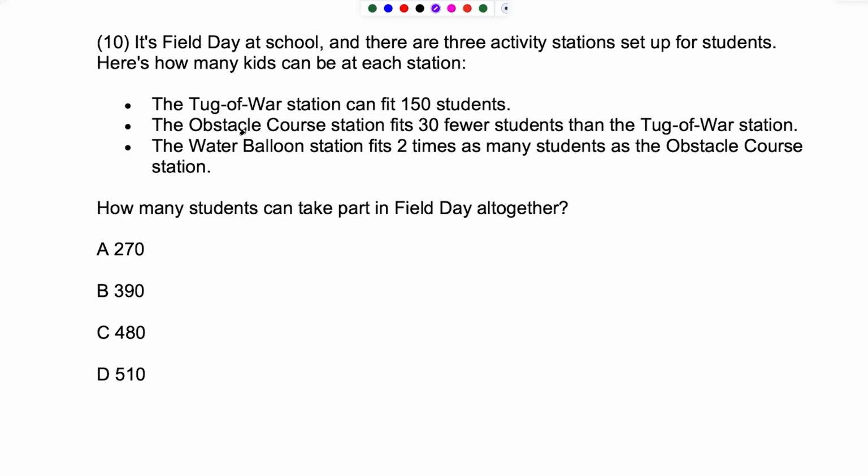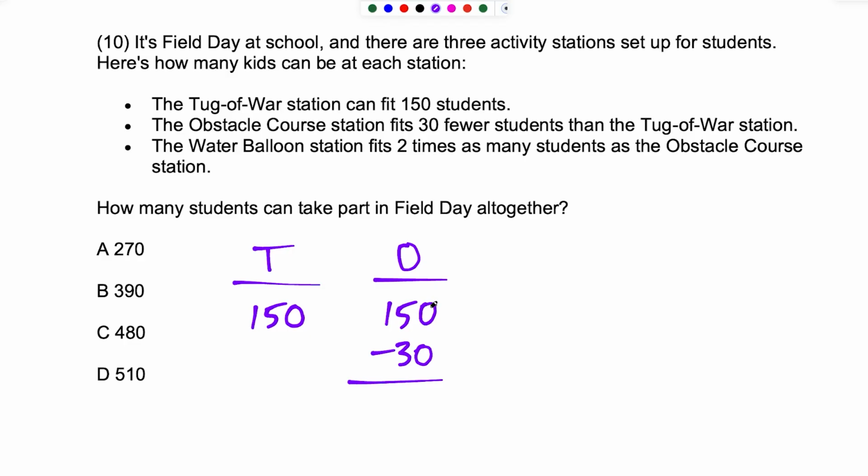So for this one, we just have to organize everything and go piece by piece. So tug of war, I'm just going to write over here like this. So we have tug of war can fit 150 students. So I'm just going to write 150 like this. And then next we have the obstacle course station. Okay, so the obstacle course station fits 30 fewer students than the tug of war station. So 30 fewer tells us to subtract 30. So that would be 150 minus 30. Okay, so 30 fewer says do minus 30. And now 0 minus 0 is 0. 5 minus 3 is 2. So this tells us that 120 people can go to the obstacle course station.